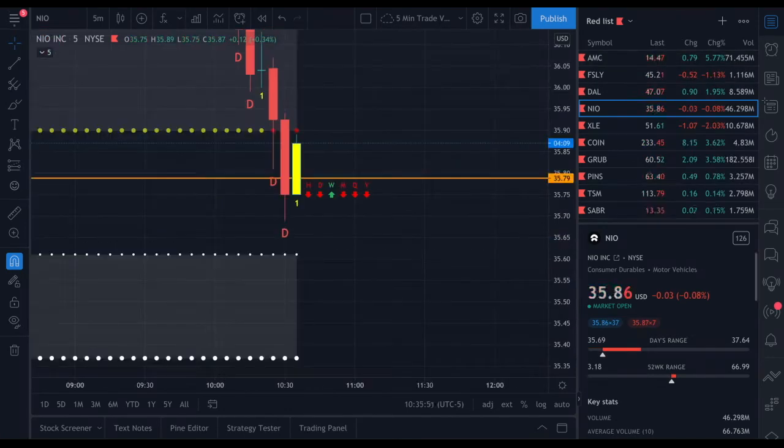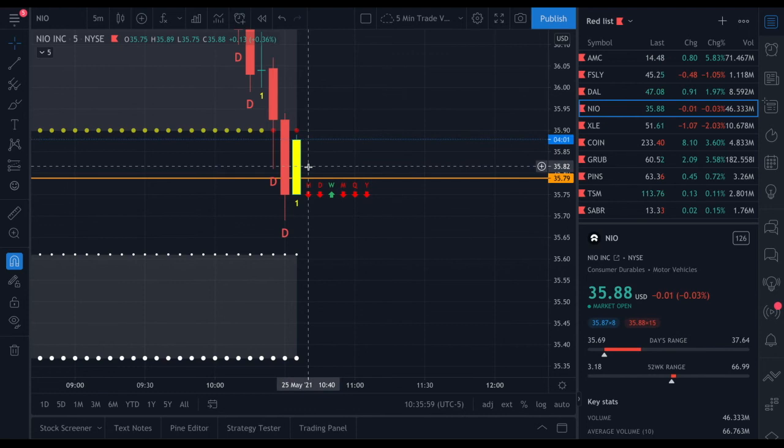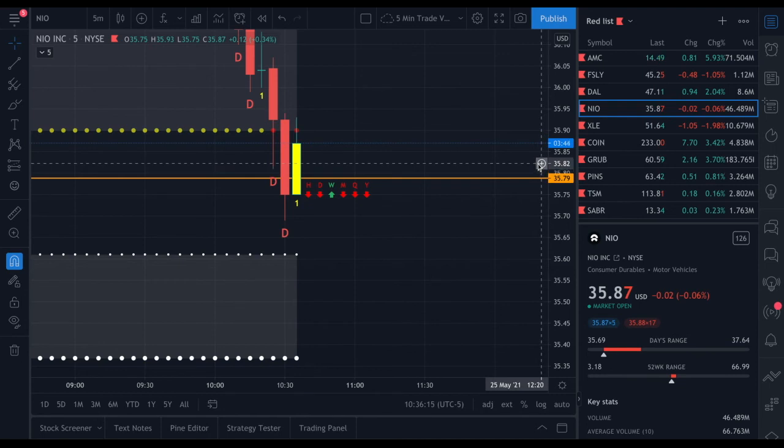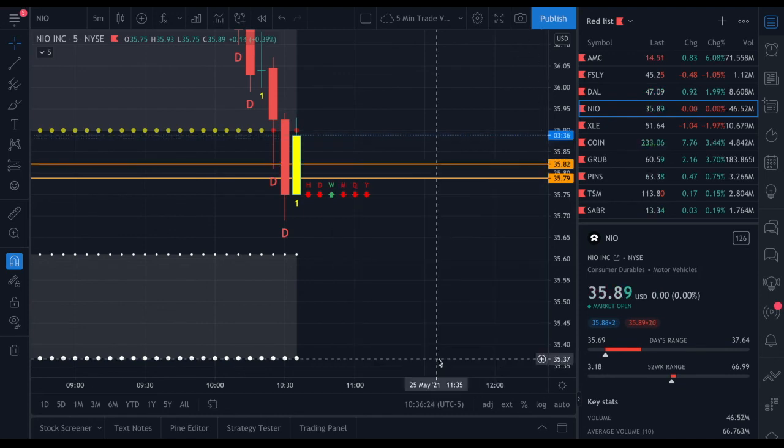Okay, I'll be back. Okay, back to update on the NIO trade. And as you can see, we have a big inside candle that looks like it's about to go 2 up. So I did get stopped out of this trade. Here's where I entered, 35.79, and I was stopped out at around 35.82. And that represented about a 5% loss in my option contract.